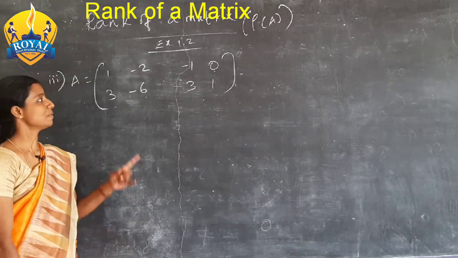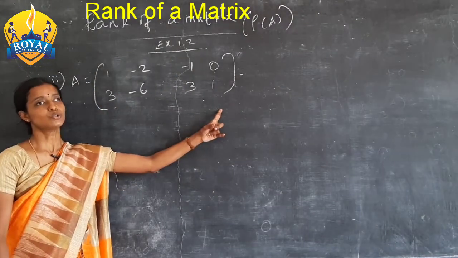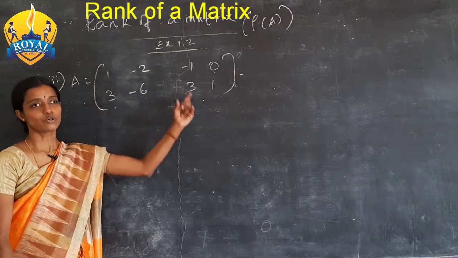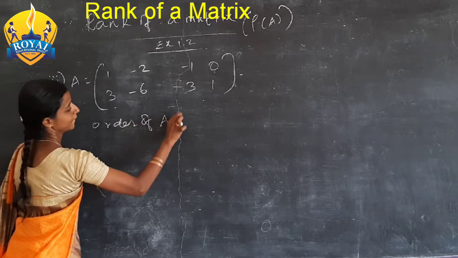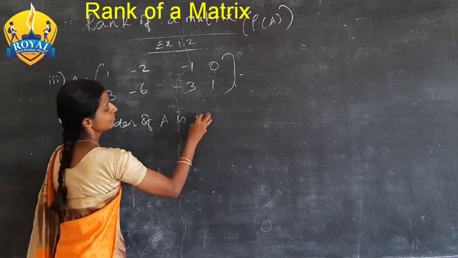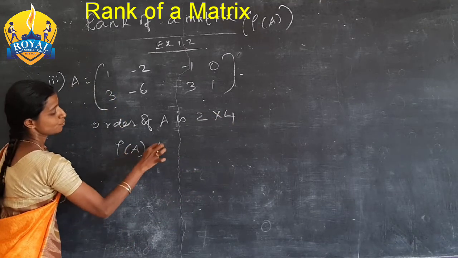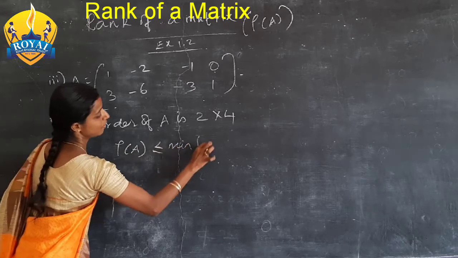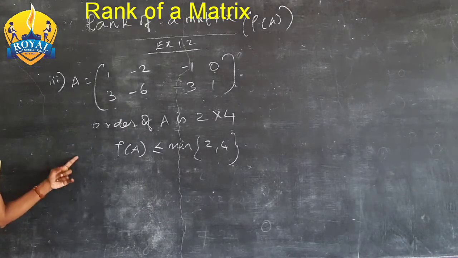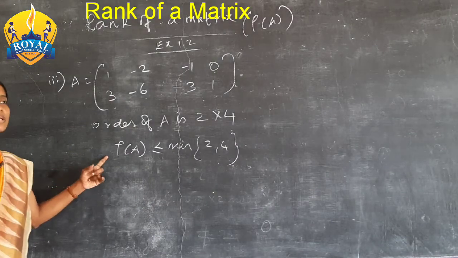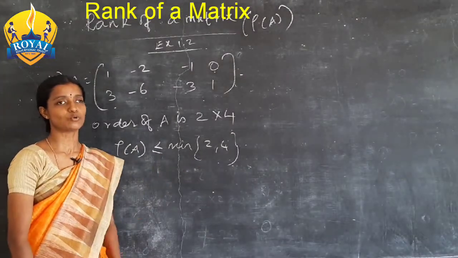Let us get into the third problem. I have a matrix A where I have how many rows? 2 rows, and how many columns? 4 columns. So the order of A here is 2 cross 4. My rank of A should be less than or equal to the minimum of 2, 4. My rank of a matrix should always be less than or equal to the minimum of m, n. So here rank of A is less than or equal to the minimum of 2, 4.